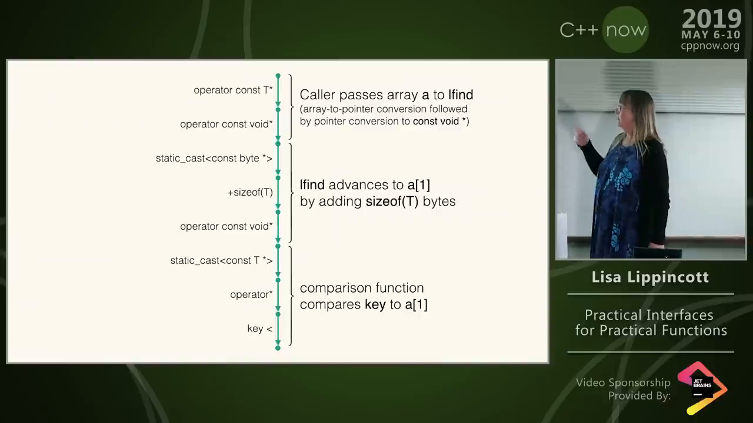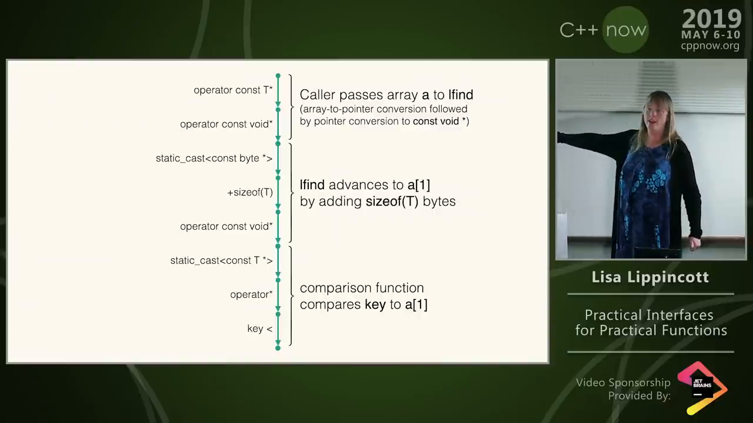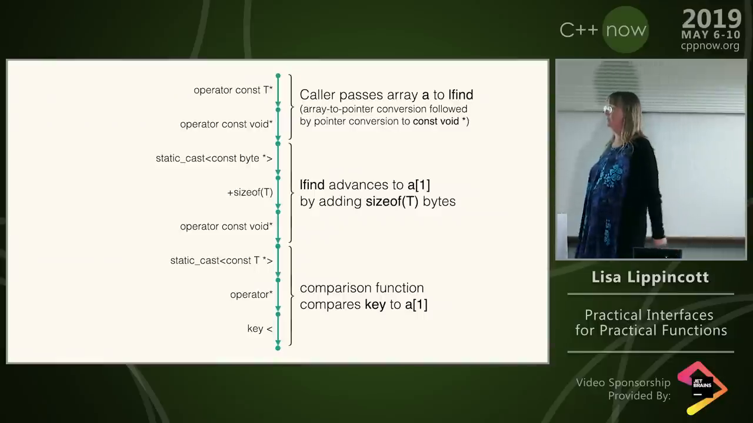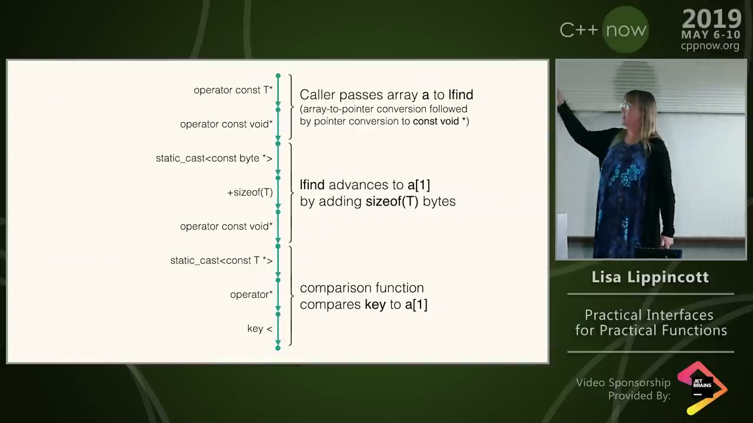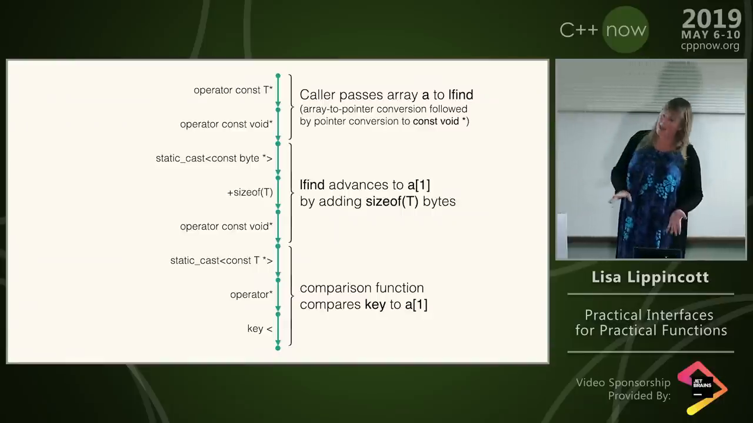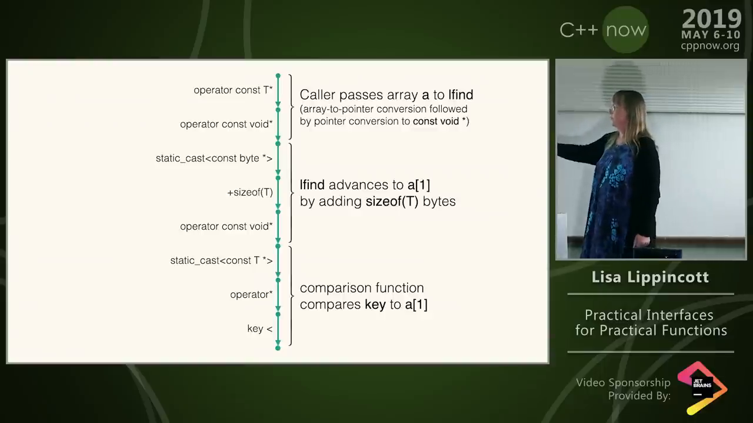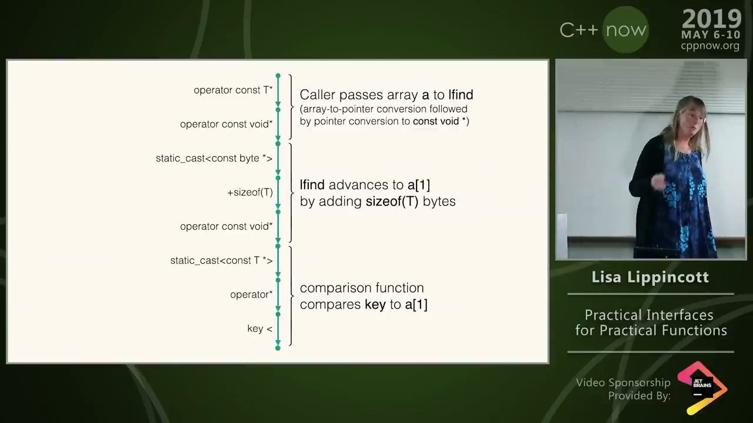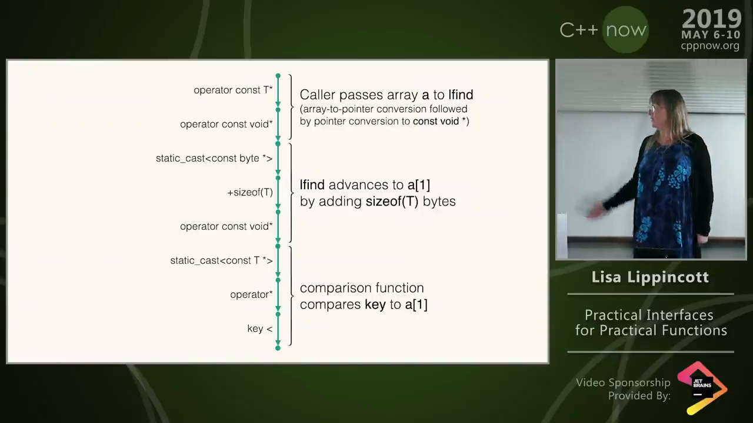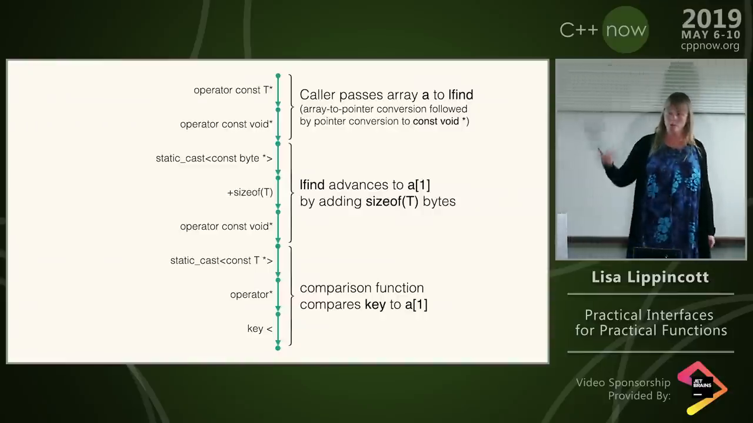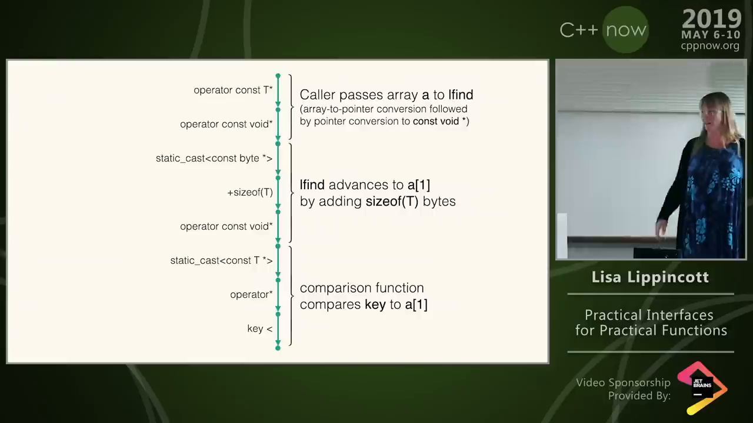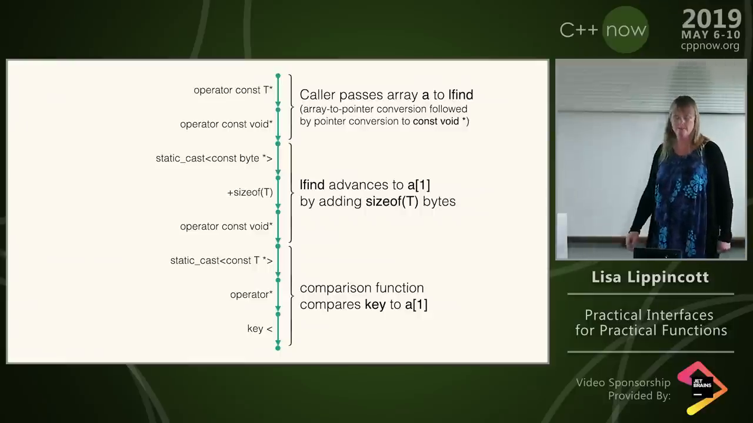Within the implementation of lfind, or within the interface of lfind, we would be casting that void star to a byte star so that we can add size of t to it, and then letting it go back to a void star so that we can pass that to the comparison function, which is probably casting that back to t star in order to dereference it and do some sort of less than. So I'm making a guess what's happening in the comparison function. It doesn't have to be this.